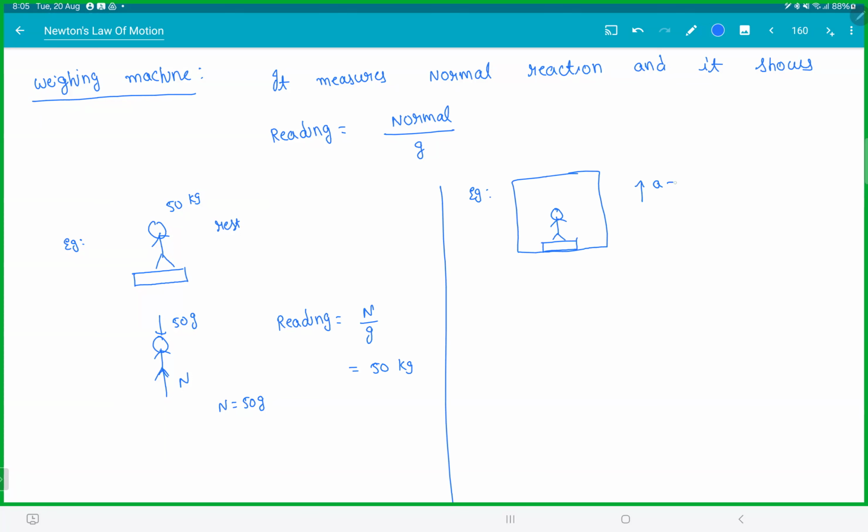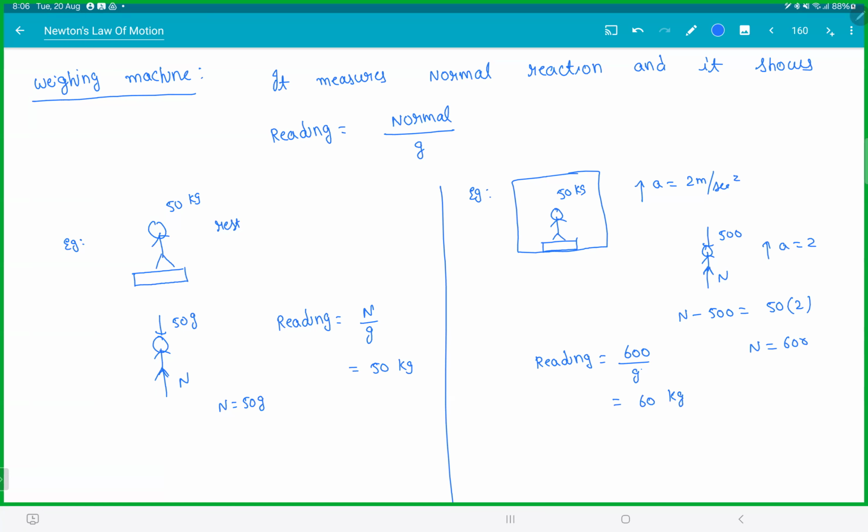But let's say you take this person and put him in a lift, and the lift is going up with 2 meters per second square. I'll take G equal to 10. Now, if you draw the FBD of the man, normal reaction, the same man, 50 kg, his weight will be 500, and the acceleration is 2. So N minus 500 is equal to mass into acceleration. N will be 600. So the reading of the weighing machine will be 600 by G, which is 10. So it will actually show 60 kg.